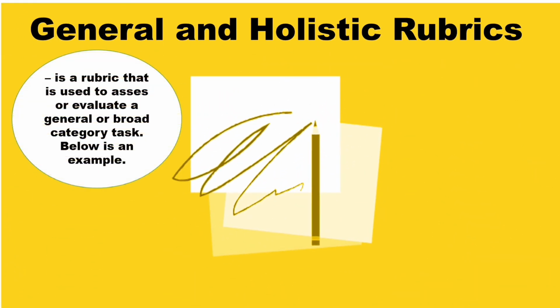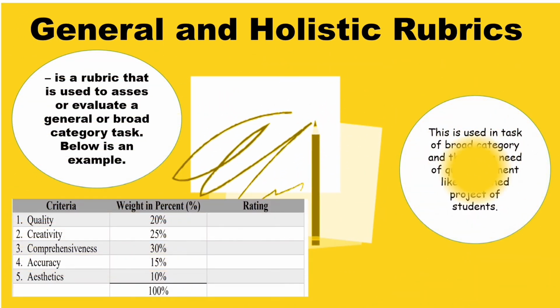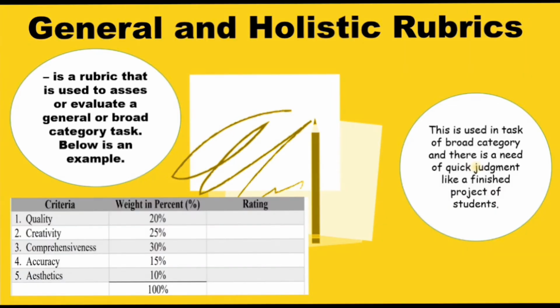General and holistic rubrics is the rubric that is used to assess or evaluate a general or broad category task. Below is an example. Criteria: quality, rate in percent, 20%, creativity, 25%, comprehensiveness, 30%, accuracy, 50%, aesthetics, 10%, and a total of 100%. This is used in tasks of broad category and there is a need of quick judgment like a finished project of students.